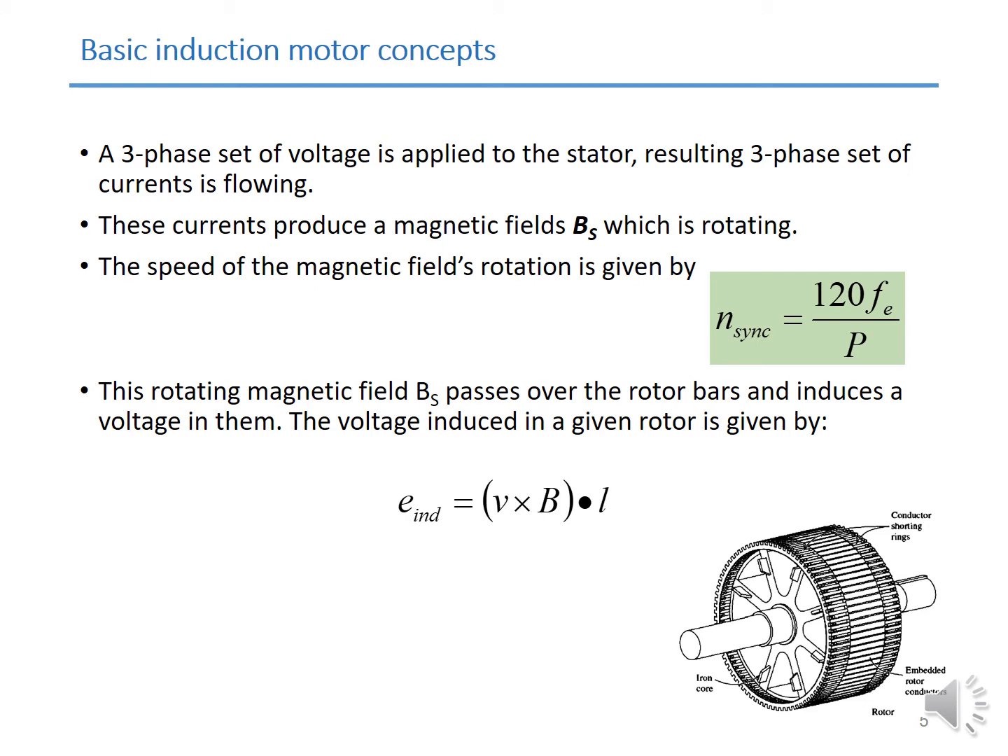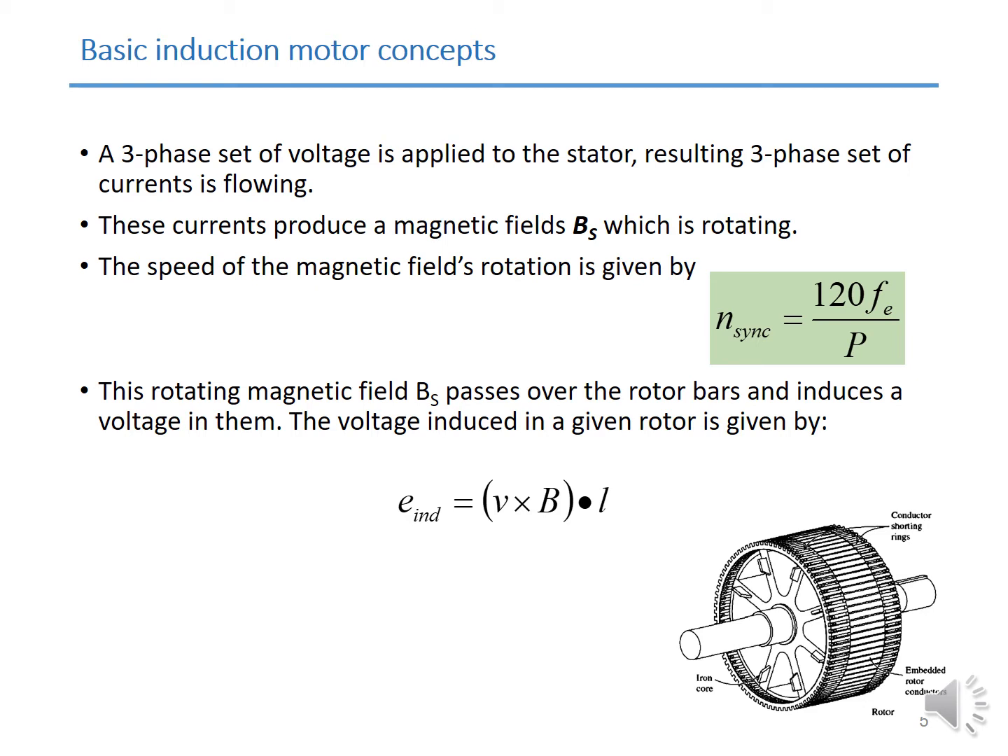Okay, and then how this motor works. First we apply the three-phase voltage to the stator, which results in three-phase currents flowing in the stator windings, and this in turn produces a rotating magnetic field. The explanation of how these three-phase currents generate this rotating magnetic field has been given in the previous lessons.